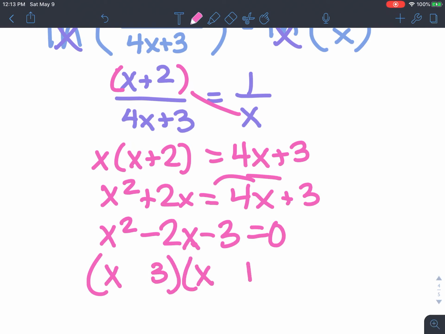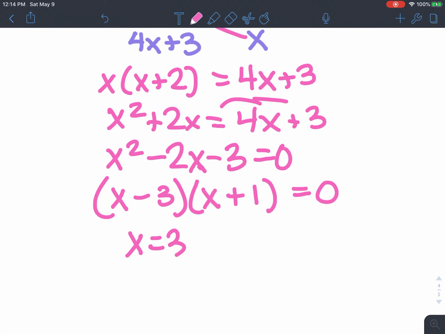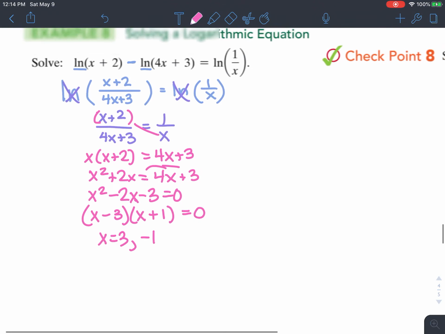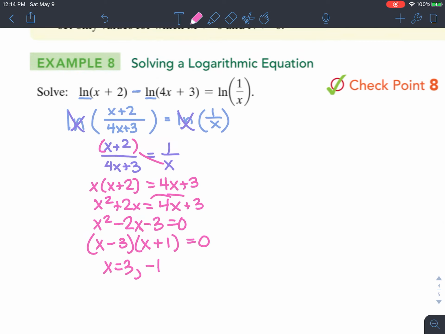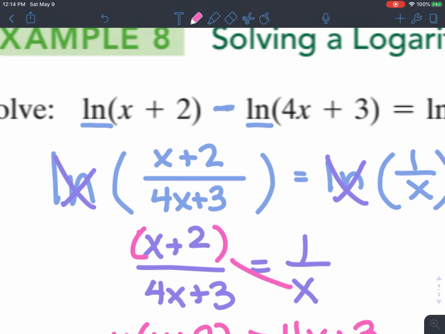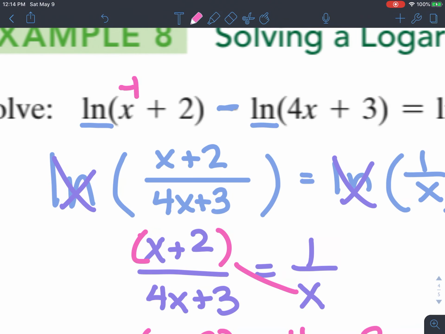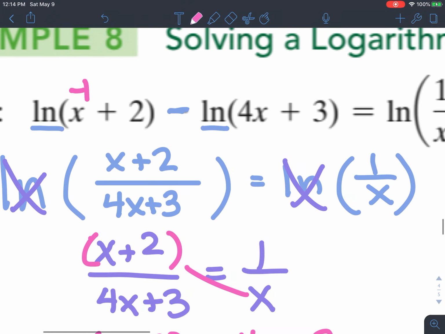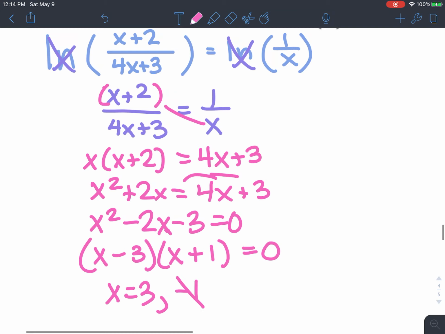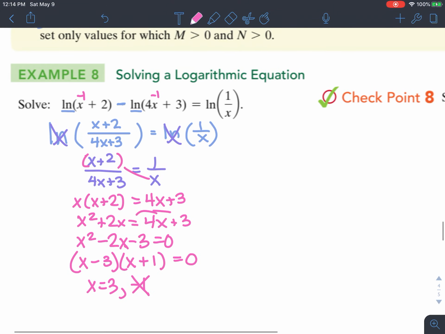Little baby factor problem here. Minus, plus. Okay, and then check to make sure they're both going to work. The negative 1 is suspicious for sure. Let's put negative 1 here, though. If I put negative 1 there, I still have a positive number in the log, so that's actually okay. If I put a negative 1 here, I get negative 4 plus 3, which is negative 1, so the negative 1 doesn't work. So I'm crossing him out. But a positive 3 is okay, so it's just going to be positive 3.